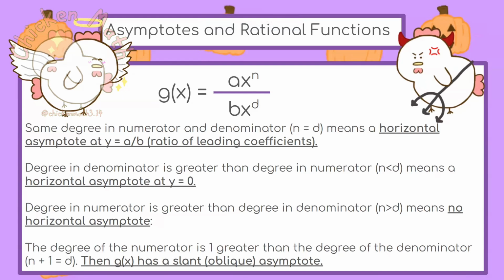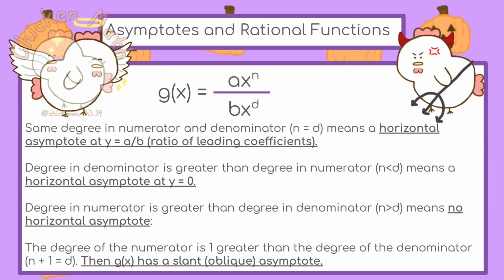Okay, so we'll be talking about asymptotes and rational functions. Here we're given the function g of x, and when n, which is the degree in the numerator, is equal to d, which is the degree in the denominator, that means there is a horizontal asymptote at the leading coefficient of the numerator divided by the leading coefficient of the denominator, which in this case is just a divided by b. If the degree in the denominator is greater than the degree in the numerator, so d is greater than n, that means there is a horizontal asymptote at y equals 0.